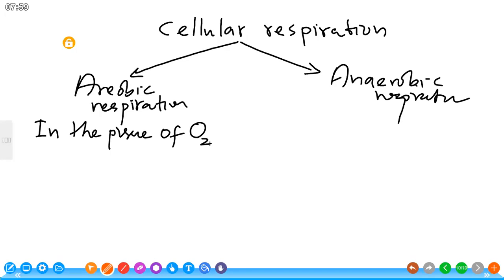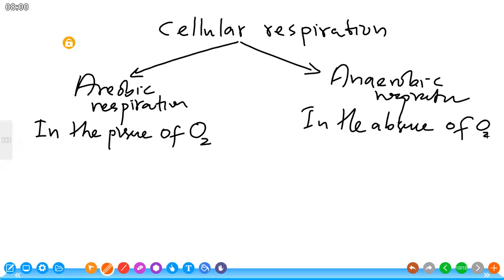Anaerobic respiration occurs in the absence or lack of oxygen. For example, when you are exercising, the oxygen supply for your tissues is used up, but the tissues demand energy. Then the muscles or mitochondria try to produce energy by anaerobic respiration.